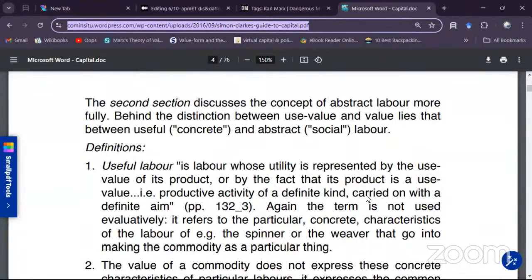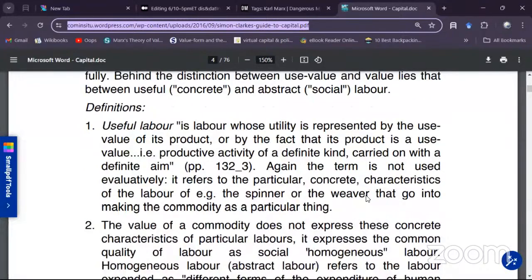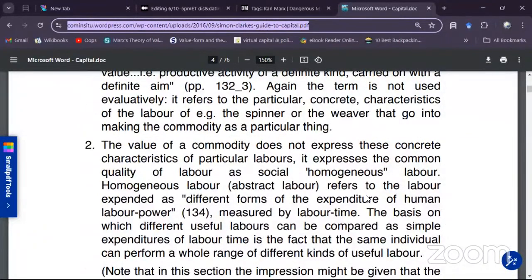The value of a commodity does not express these concrete characteristics of particular labors. Well, it can, but doesn't really. It expresses the common quality of labor as social homogeneous labor, as opposed to heterogeneous. Homogeneous labor, that is abstract labor, refers to the labor expended as different forms of the expenditure of human labor power measured by labor time. The basis on which different useful labors can be compared as simple expenditures of labor time is the fact that the same individual can perform a whole range of different kinds of useful labor.